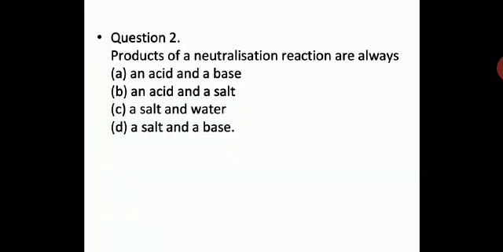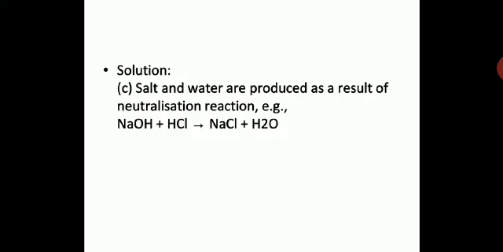Question 2. Products of neutralization reactions are always an acid and a base, an acid and a salt and water, a salt and a base. So you have learned about the neutralization reaction. Very simple. Salt and water are always produced during the neutralization process. Here one example: sodium hydroxide and hydrochloric acid gives you NaCl and water. These are some simple examples of neutralization we have learned.